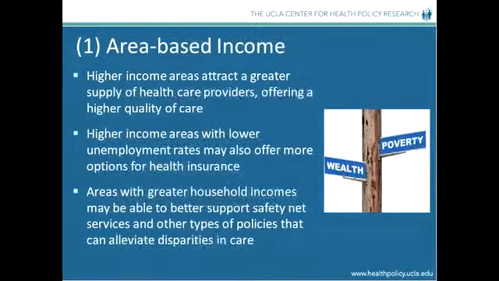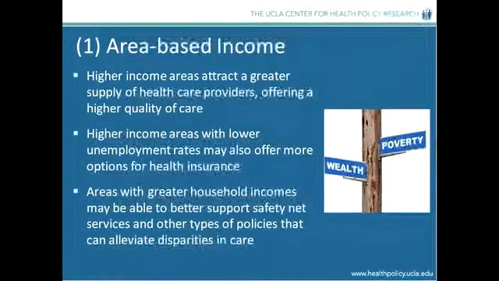Higher income areas could attract a greater supply of healthcare providers. A greater supply of healthcare providers then could lead to more competition, and more competition presumably could lead to higher quality of care. So this is one mechanism of how area-based income could lead to the differences we see in different areas in quality of care.